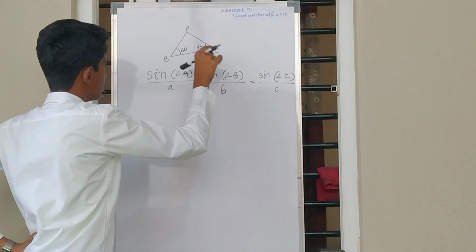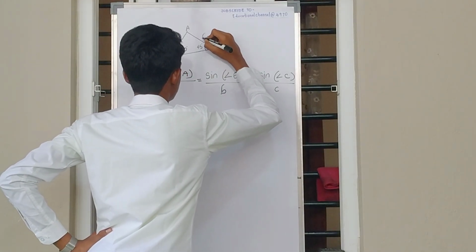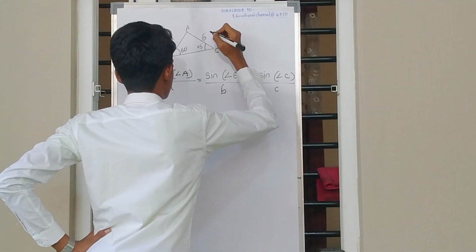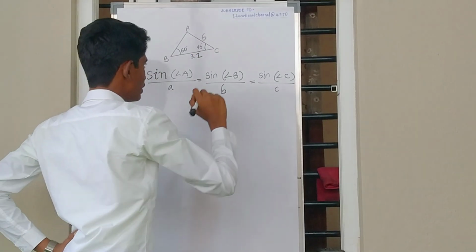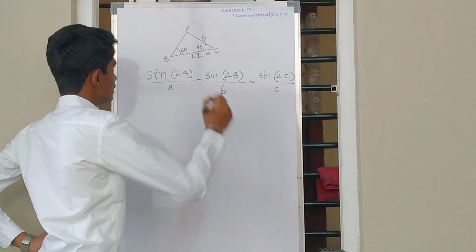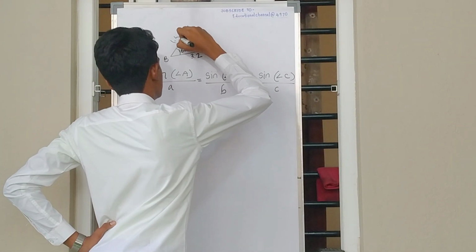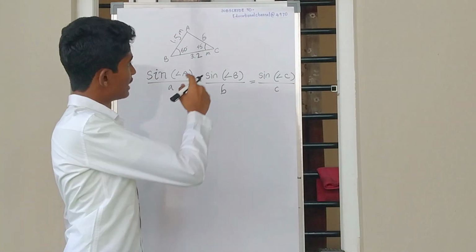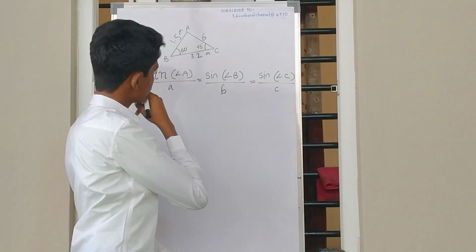Now I am supposed to do one thing. Let's see. This is B. This side is 3.2, let's say 3.2 meters, and this side is 1.5 meters. Our aim is to find side b. We have to find side b.